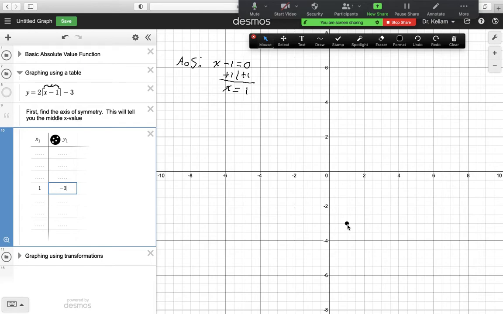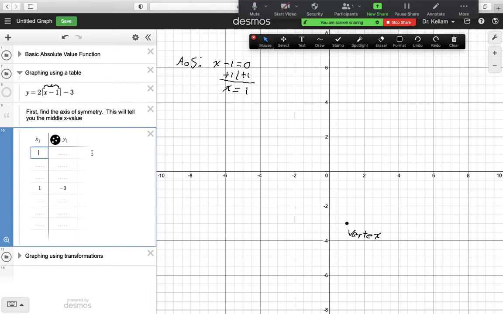So from the previous bit, you notice that we got the definition of a vertex, which is the point that is on the axis of symmetry. Since we chose an x value that is the axis of symmetry, that's why we end up with the vertex in this case. Now, we need to pick the rest of our x values.